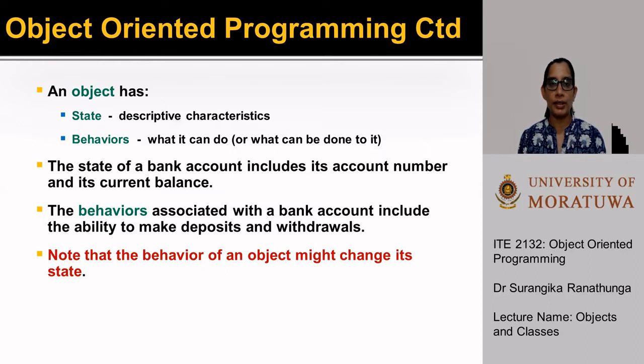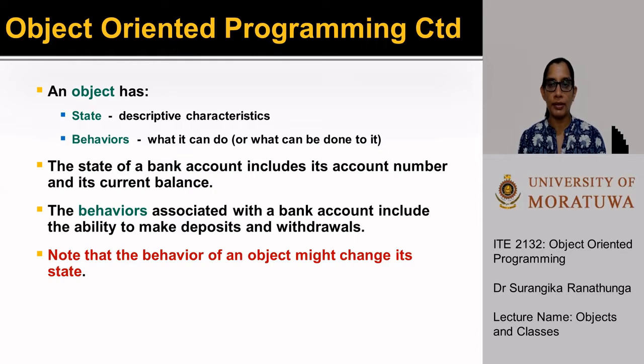So an object is identified as having a state and a set of behaviors. State means its characteristics, and behavior means what the object can do or what other objects can do to this object. So if you take another example, a bank account. If you take a bank account object, what will be its state? It has an account number and its current balance.